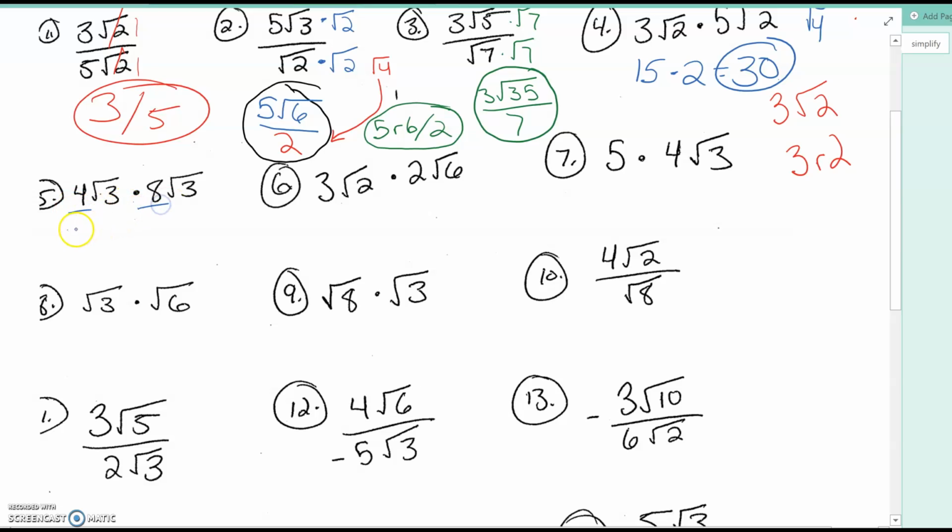Outside with outside, I should get 32. Inside with inside, I should get square root of 9 between those two, which is 3. 32 times 3 is 96. All right, go ahead and do 6.